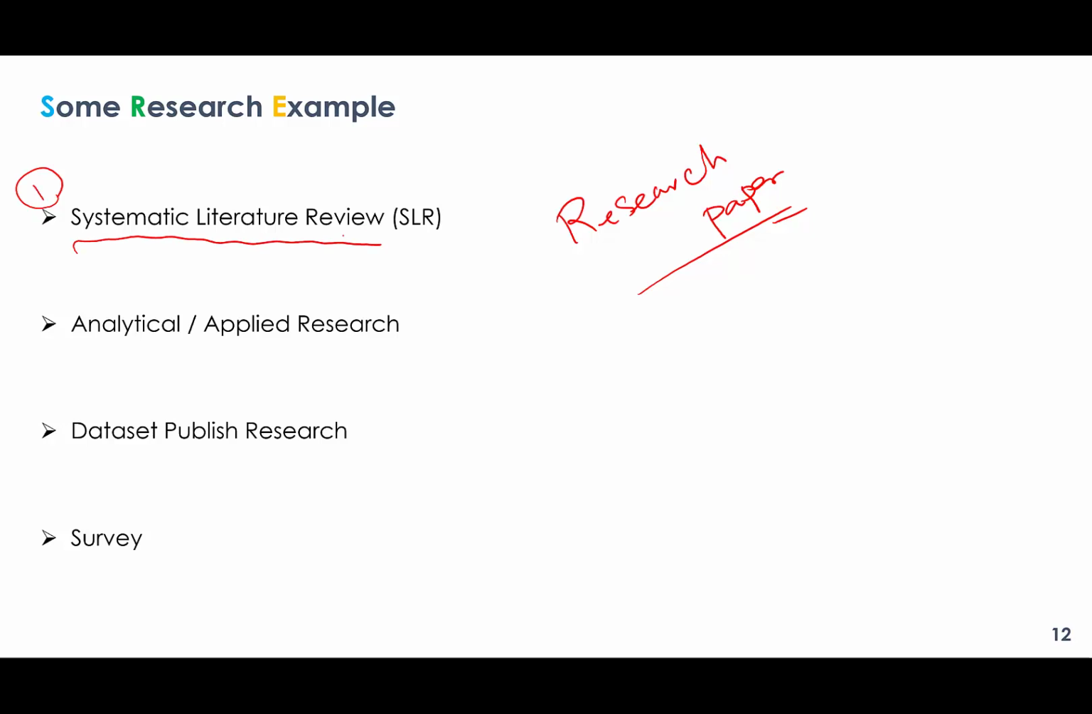It has a difference with surveys. SLR, or systematic literature review, as the name tells us, is a systematic review. It has a system and method. But a survey is up to you, though it should also have a structure that we will discuss later. So the first one is the systematic literature review paper.